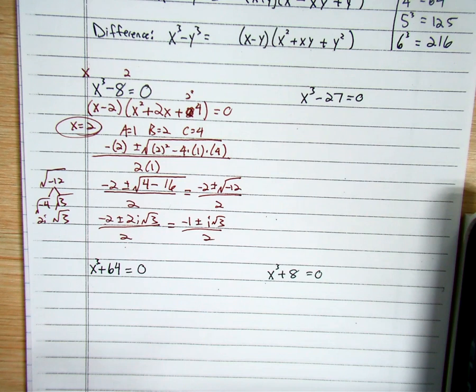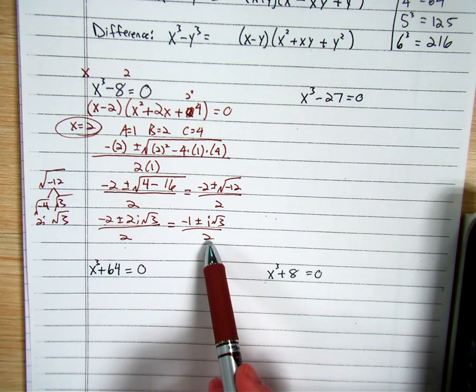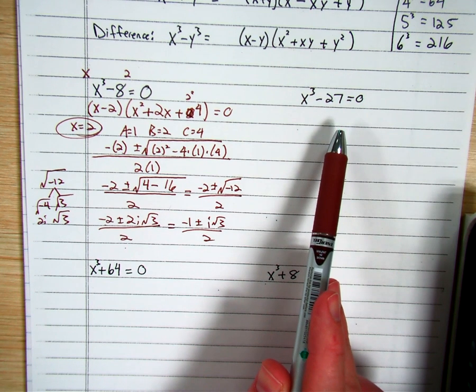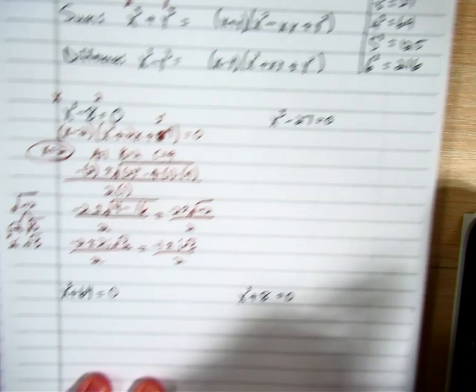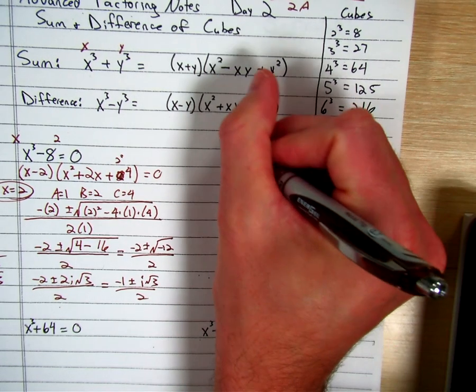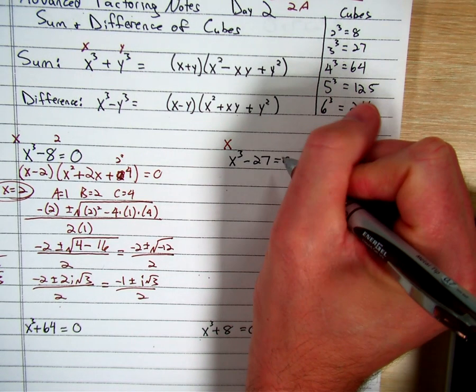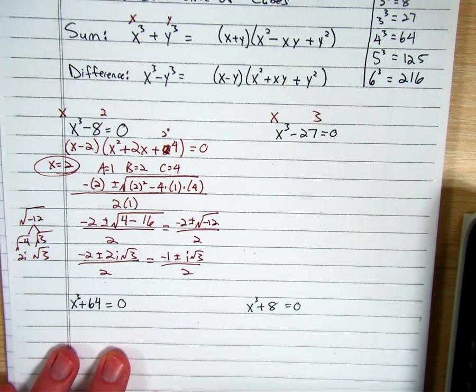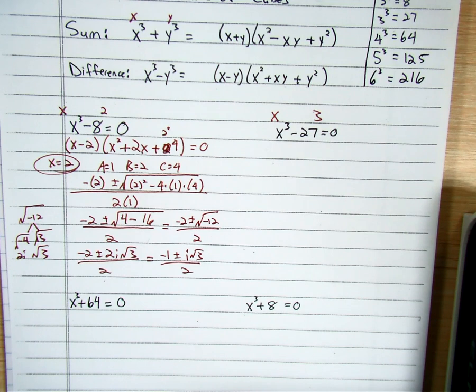Now, let's slide over to this one. X to the third minus 27. Let's think about what's being cubed here. We have x being cubed, and we have 3 being cubed. Why don't you go ahead and push pause and do that one on your own.